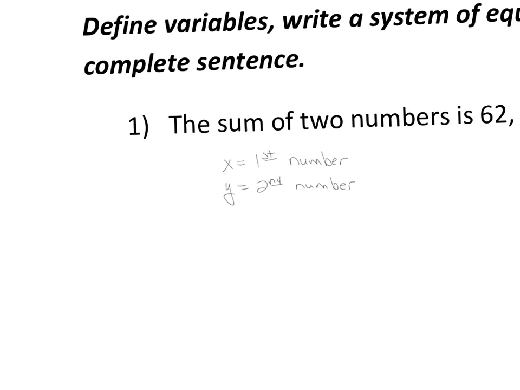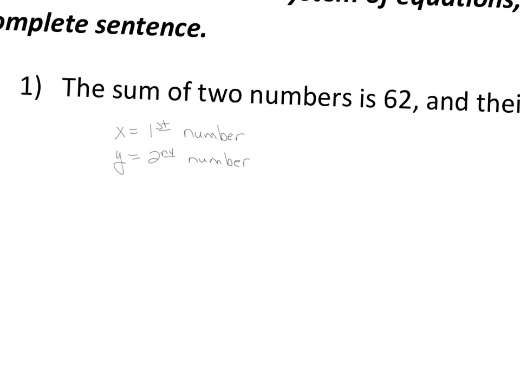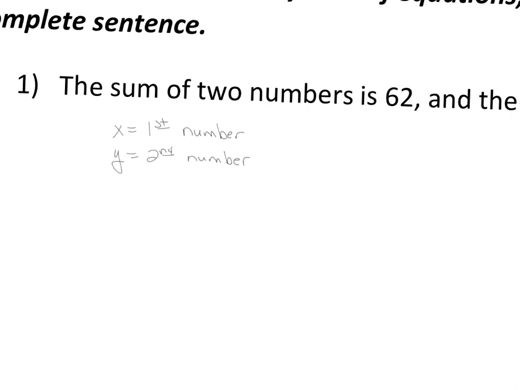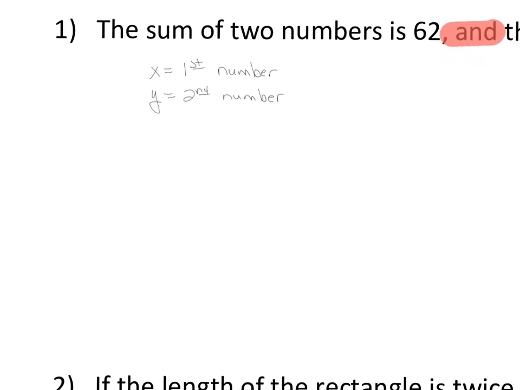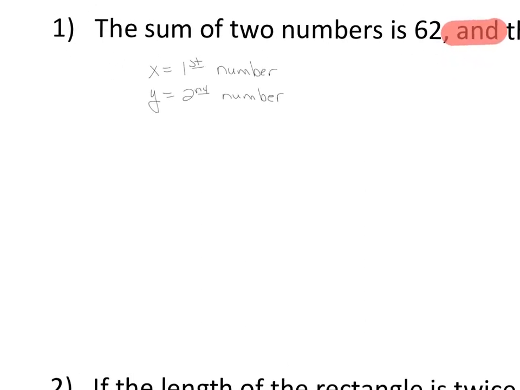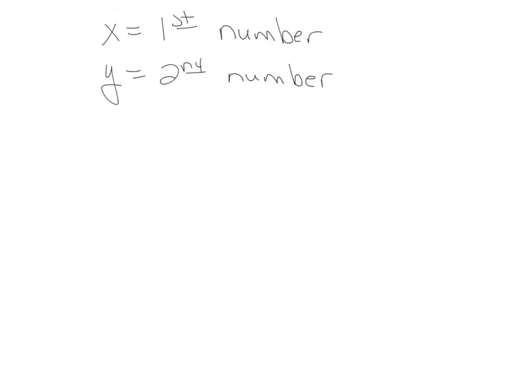Okay, now, each sentence, comma, or and. Okay, let me say it again. Sentence, comma, or and will separate. So here we have a comma, and an and. Okay, so that's going to separate your two equations. So just start with the first part here. The sum. Well, sum means add. Is 62. So we're going to add and get the total of 62. So x plus y equals 62.